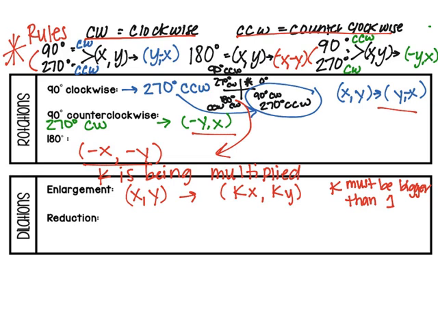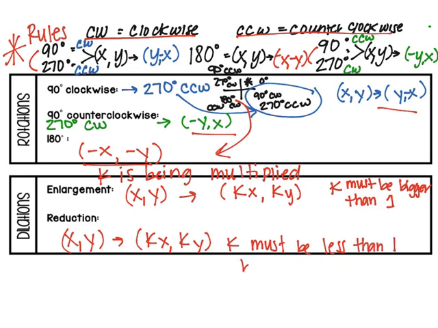And then with a reduction, we had that XY as well, and you're going to be multiplying it. It's the exact same rule. However, K must be less than 1, but bigger than 0. So something like a half or 0.75 or something along those lines kind of gives you an idea. And we will talk a little bit more about that in class. We haven't done dilations, but I wanted to give you that specific.